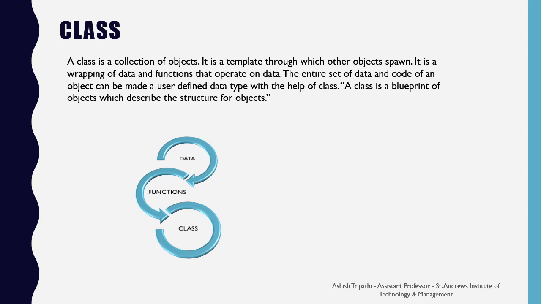These data members are kept securely inside this wrapping and serve as the attributes of an object. The member functions act upon these data members and serve as the behavior of the object. As you can see in the diagram, data is acted upon by functions and these two make up the class. A class is also known as abstract data type as it serves the structure for an object.